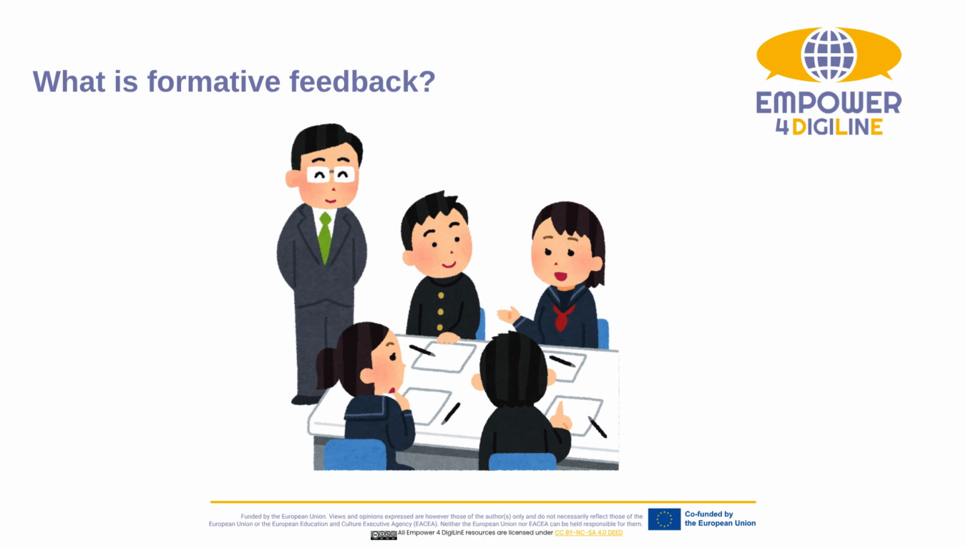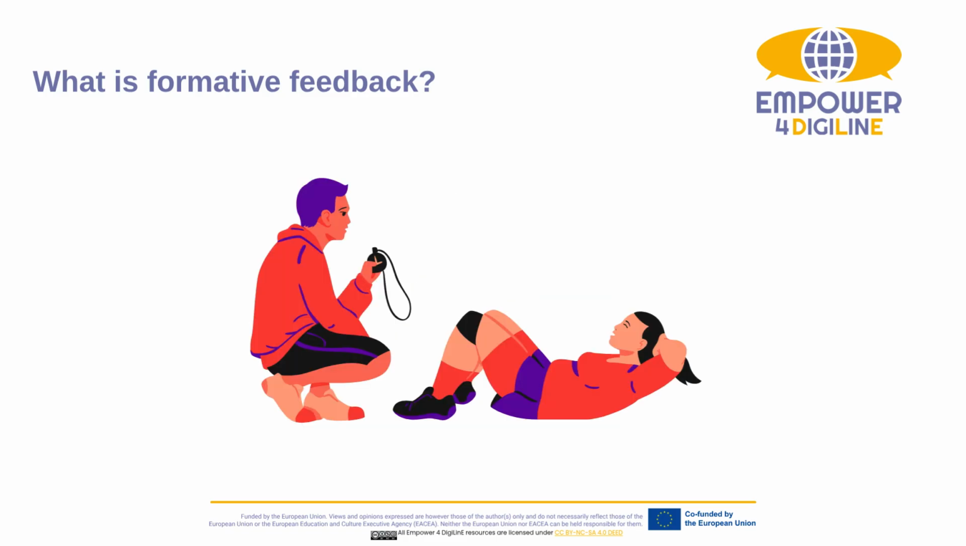Formative feedback is the one given during the learning process. It's meant to help students improve before their work is finalized or graded. Think of it like a coach giving tips during practice, not after the game is over. Let's explore some examples of formative feedback.